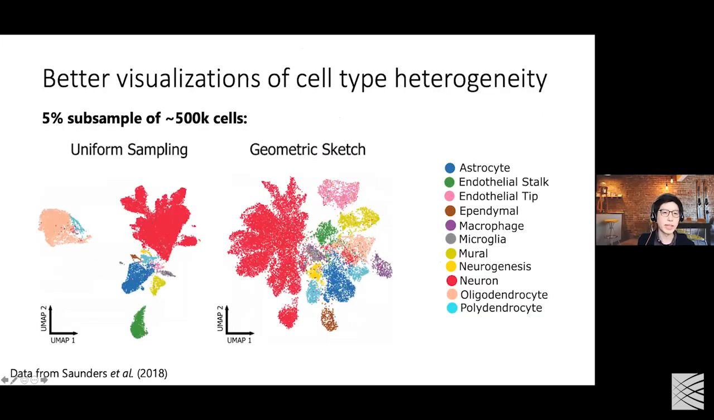And this is what an example sketch looks like on this data set of 500 thousand mouse brain cells. And this is a 5% subsample of this data set. You can see that GeoSketch leads to a more even representation of different cell types in this data set. And notably, there are some cell types that are significantly better represented in GeoSketch, including endothelial tip and microglia. And these two clusters can hardly be seen in the uniform sampling case. And this is because they are very rare. So if you just randomly sample, it's very easy to miss these points.